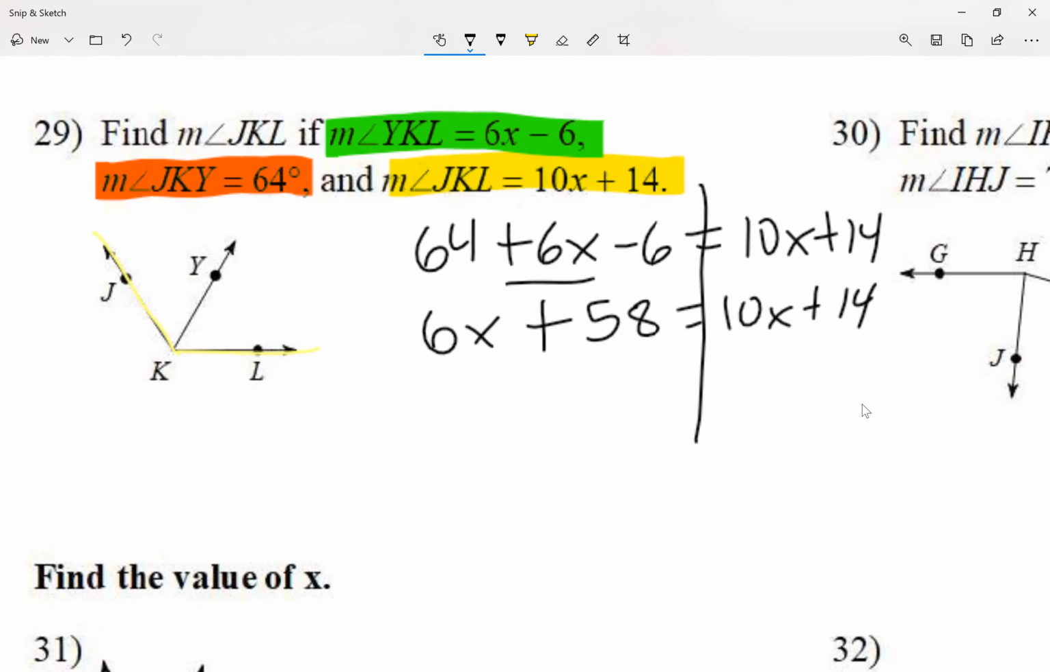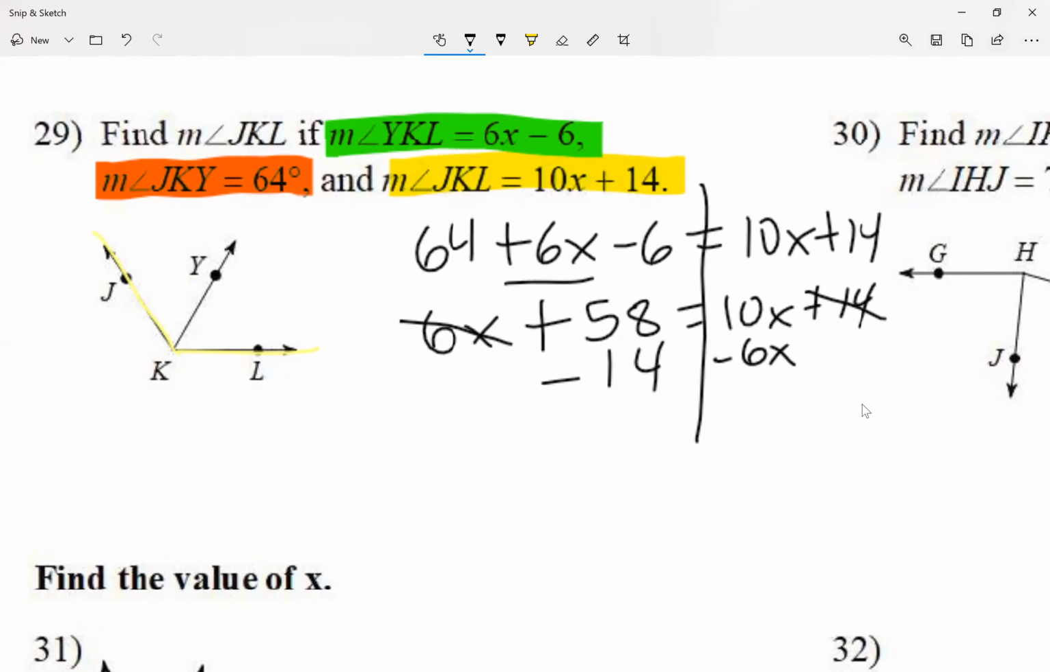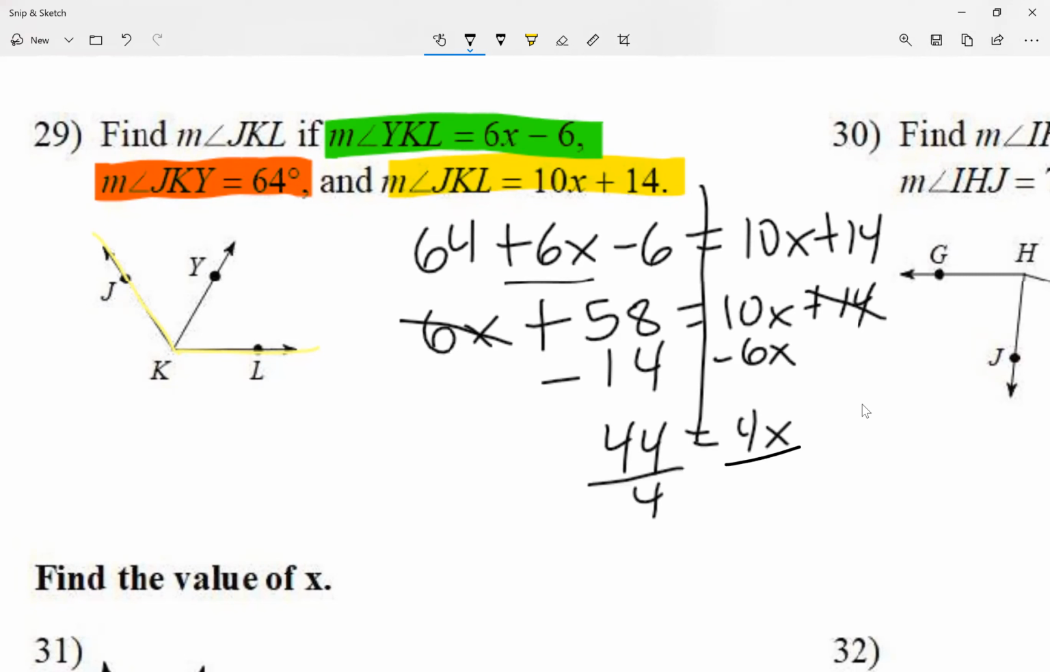I still want to combine like terms. I want to have the letters together. So the 6x, let me move it to the other side as a minus 6x. Got to switch the sign. The positive 14, let me move it to the other side as a minus 14. Got to switch the sign. I know 58 minus 14 is 44. So I have 44. It's equal to 10x minus 6x, which is 4x. So I have 44 is equal to 4x. To have the x by itself, let me divide both sides by the number in front of it. So in this case, let me divide both sides by 4. So I get that 11 is equal to x.